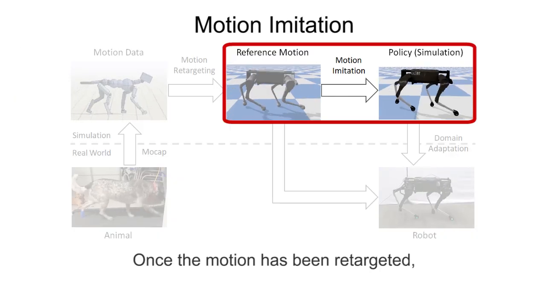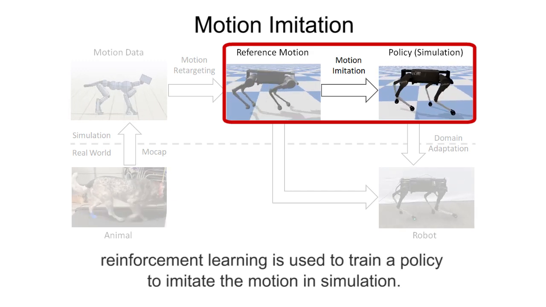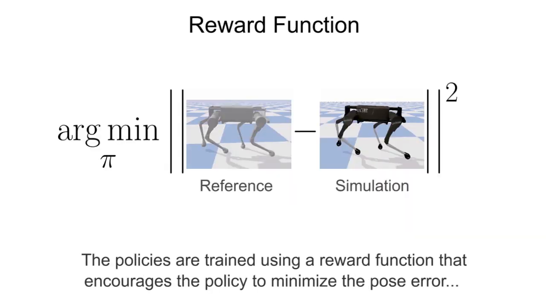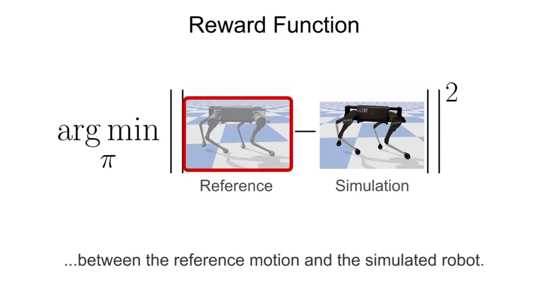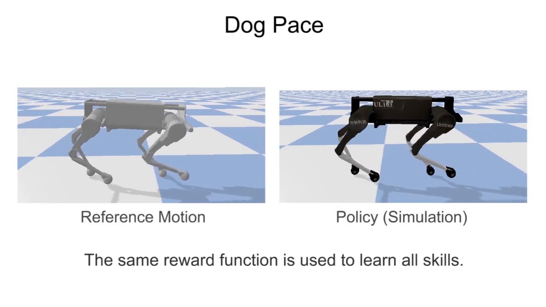Once the motion has been retargeted, reinforcement learning is used to train a policy to imitate the motion in simulation. The policies are trained using a reward function that encourages the policy to minimize the pose error between the reference motion and the simulated robot. The same reward function is used to learn all skills.